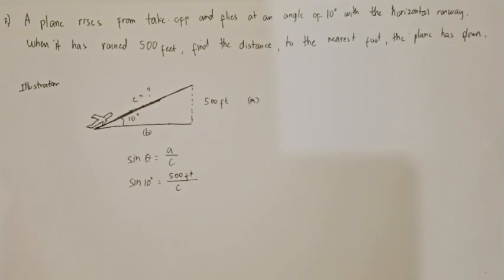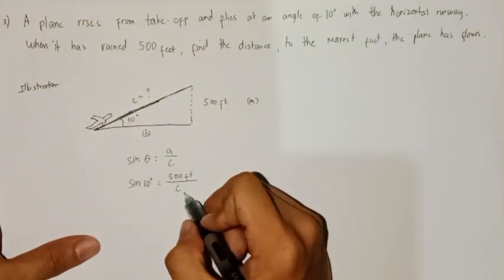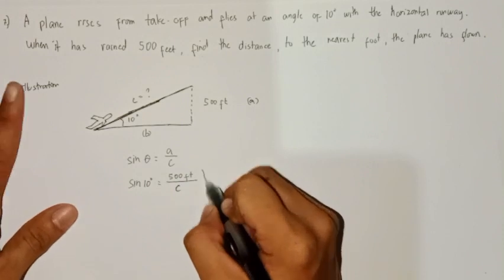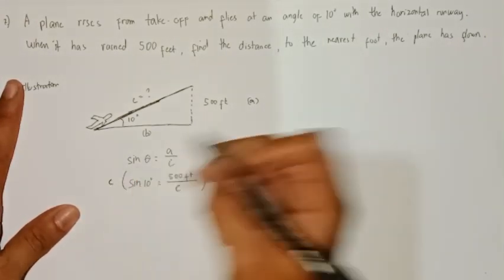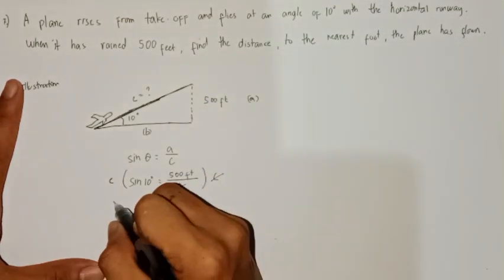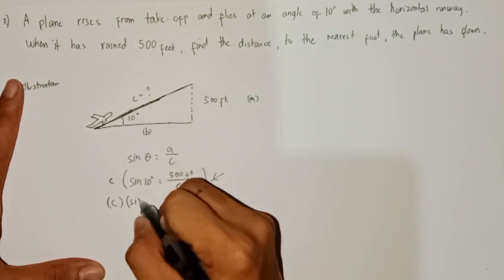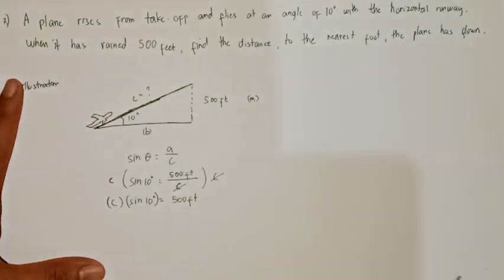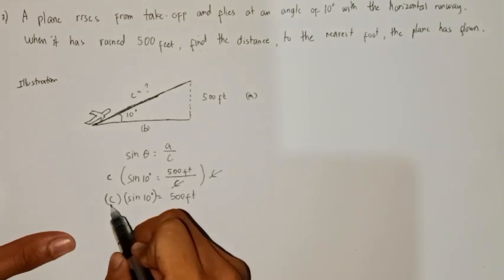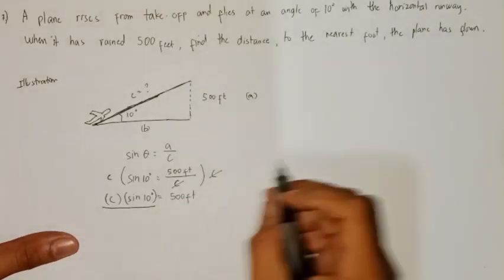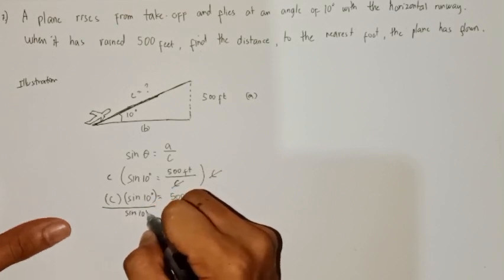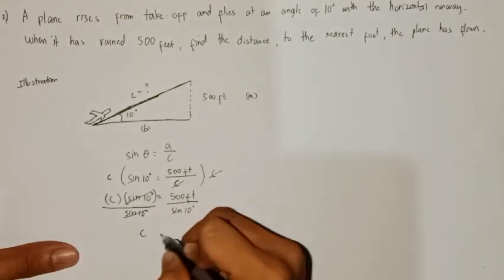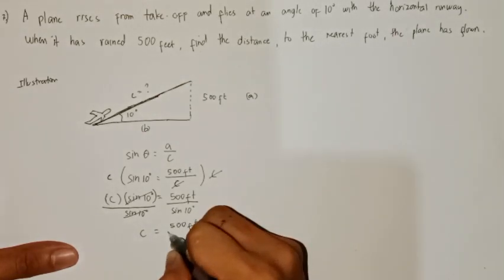It's unknown. Since our goal is to find the hypotenuse, we multiply both sides by c. So they cancel, and c times sine 10 degrees is equal to 500 feet. Again, our goal is to find the hypotenuse, so we divide both sides by sine 10 degrees to cancel, so that we can find the hypotenuse.